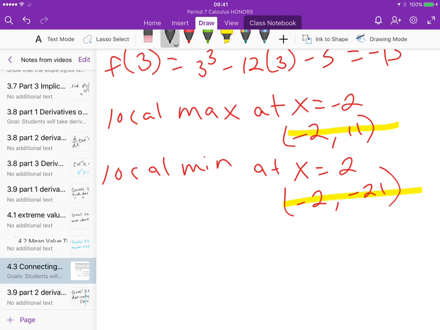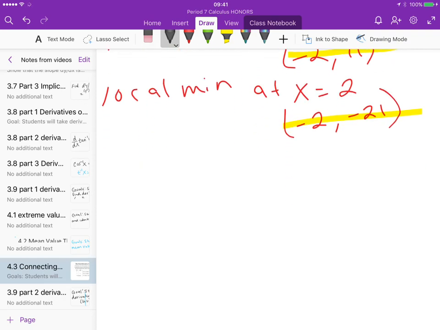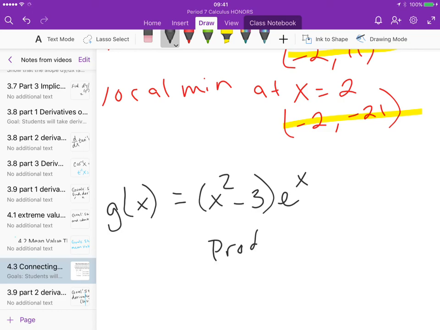I want you guys to give one on your own. It is the second part of the example in your book, so give this one a shot. Same goals. G of x is equal to x squared minus 3 times e to the x. When you are solving this, don't forget that the derivative of e to the x is e to the x. You have to use your product rule. Use your product rule to make sure that you come up with this.